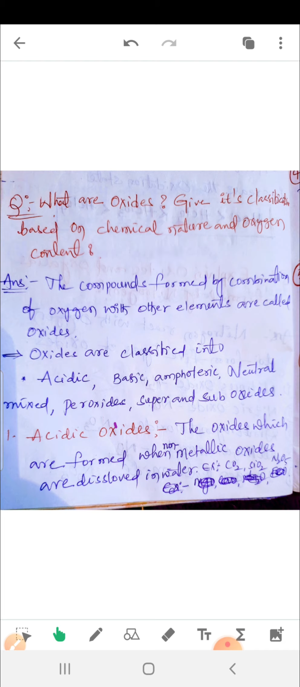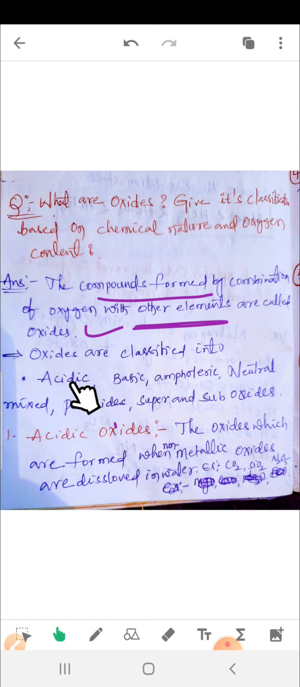Let us give the answer to this type of question. The compounds formed by the combination of oxygen with other elements are called oxides. Oxides are nothing but compounds formed by the combination of oxygen with other elements.